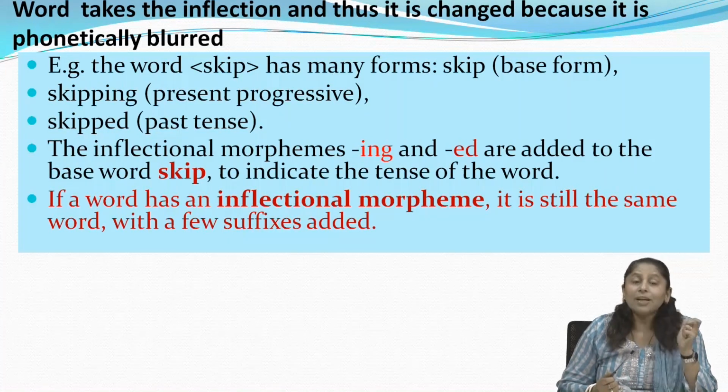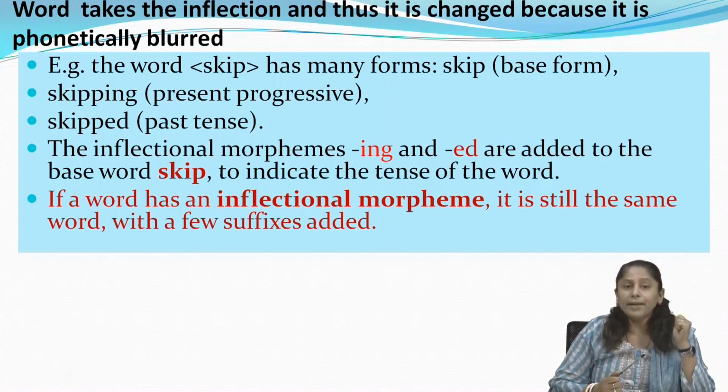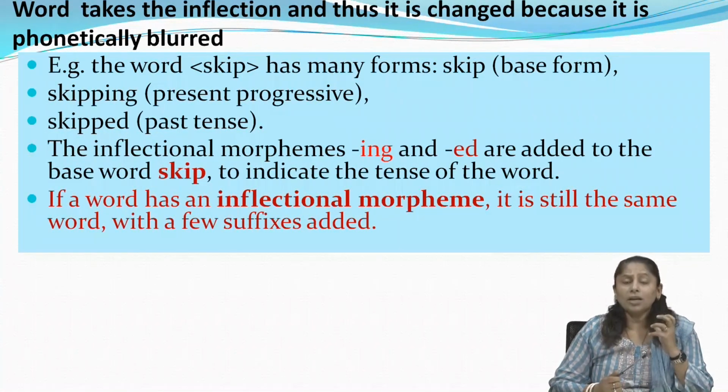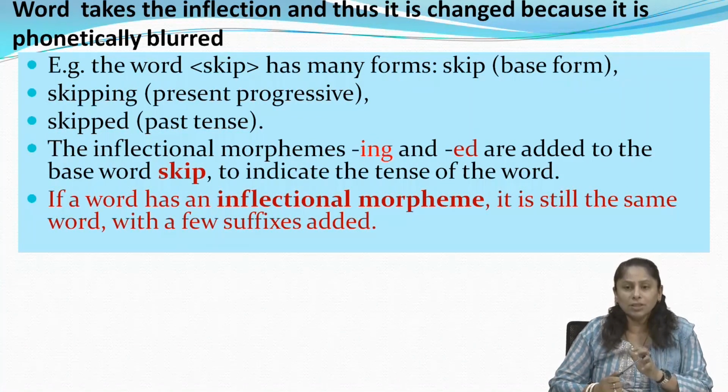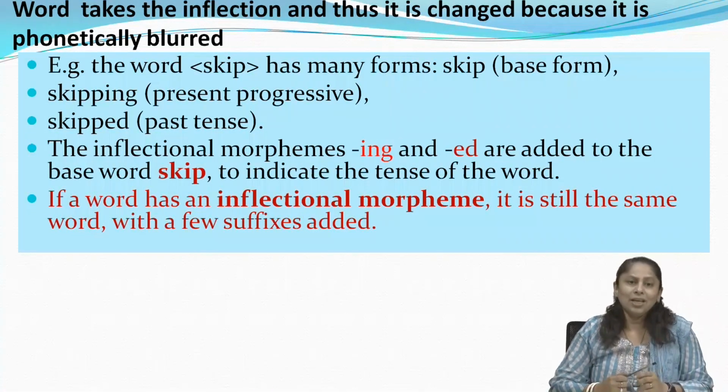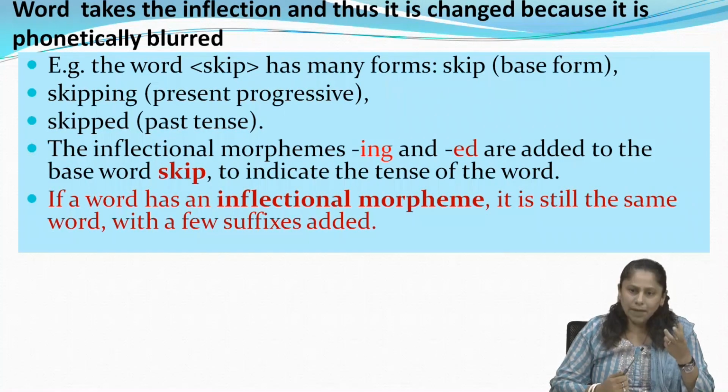Then these are the phonetical blurrings which could be considered or understood seriously when you are going to form the word and when you are going to study the theory of morphology. As for example, the word skip has many forms. Skip is a base word, it's a main form. Skipping, present progressive. Skipped, past tense.